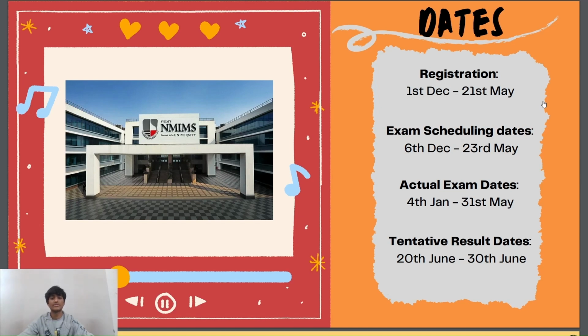Fourthly, we have the tentative result dates. So it has been noticed in the last 2 to 3 years that NMIMS releases its merit list after about 3 to 4 weeks from the last exam date. So in this case, it's the 31st of May. So you can expect your offer letter to be out by the 20th of June to 30th of June.